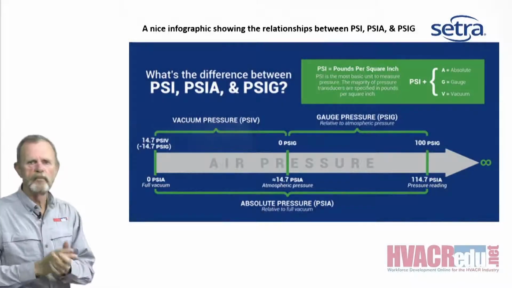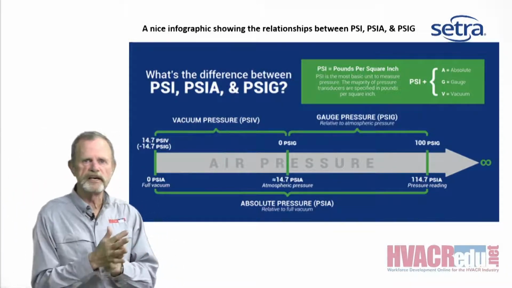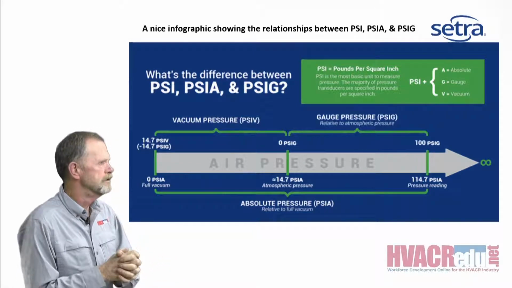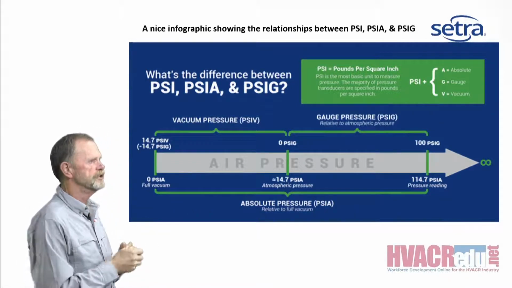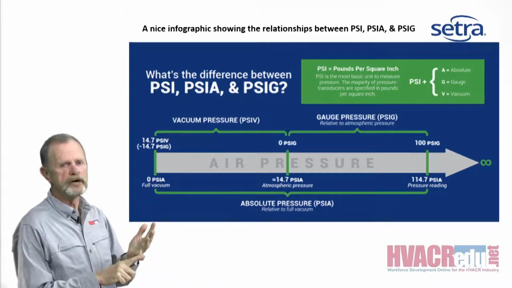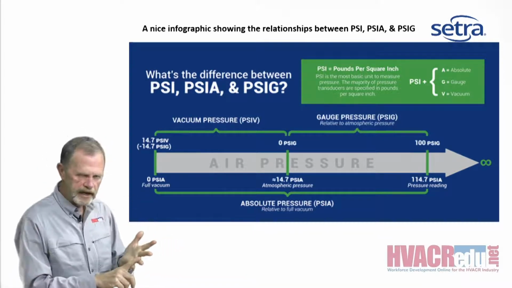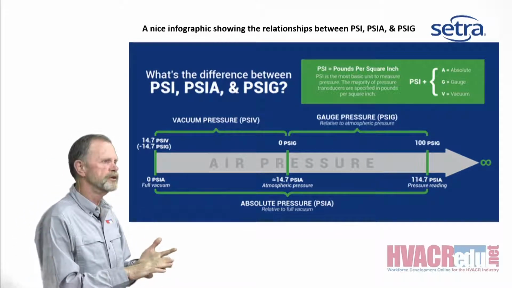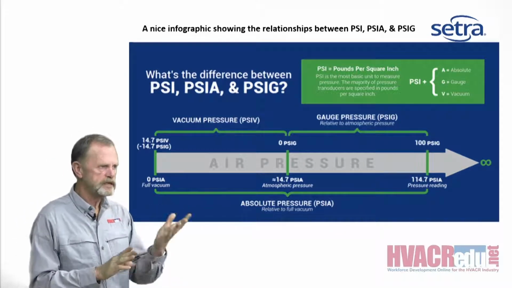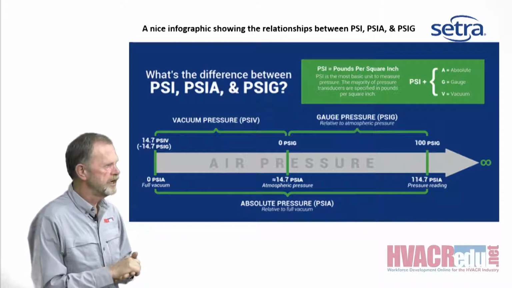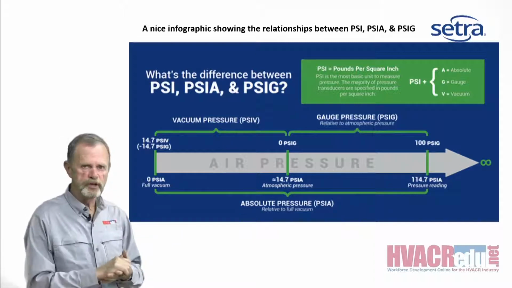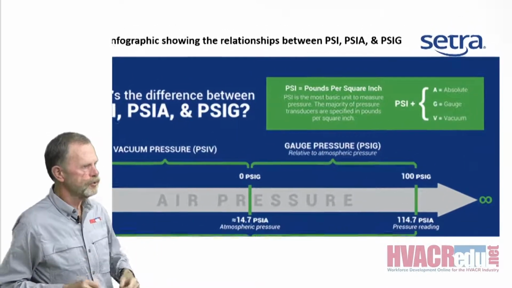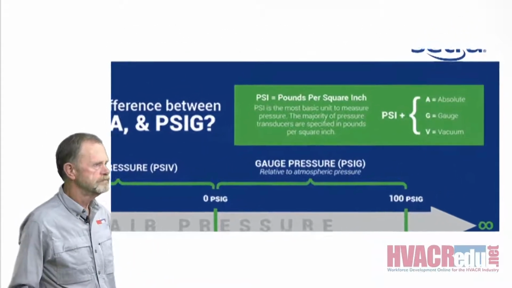So we're talking about pressure: PSIG, PSIA, PSI. Okay, so here we have a nice infographic showing the relationship between PSI, pounds per square inch, PSIA, pounds per square inch absolute, and PSIG, pounds per square inch gauge. Cetra provided this for our viewing pleasure. It's a great infographic. I like it. It sort of tells a story, what's going on.